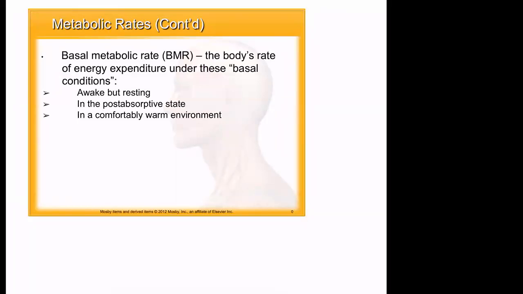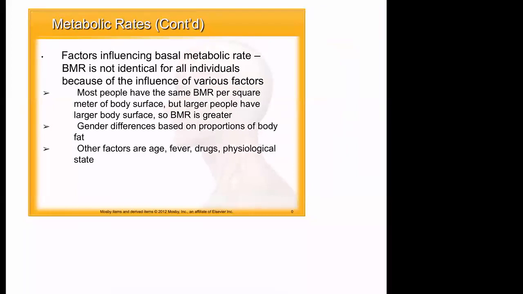And where you're sitting is in a comfortable environment. You're not sitting in one of those cold classrooms in the building where you're shivering, where your body's trying to make more energy, trying to make more heat as a byproduct. So this is considered normal conditions. So a person's basal metabolic rate is the amount of energy that's used just in these very simple conditions. Normal conditions.